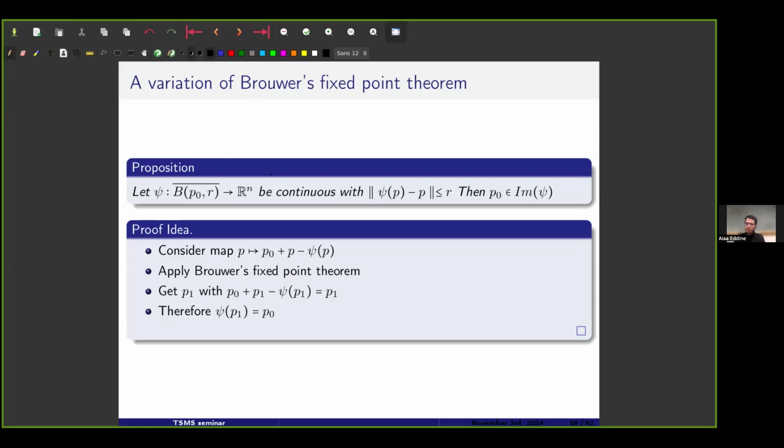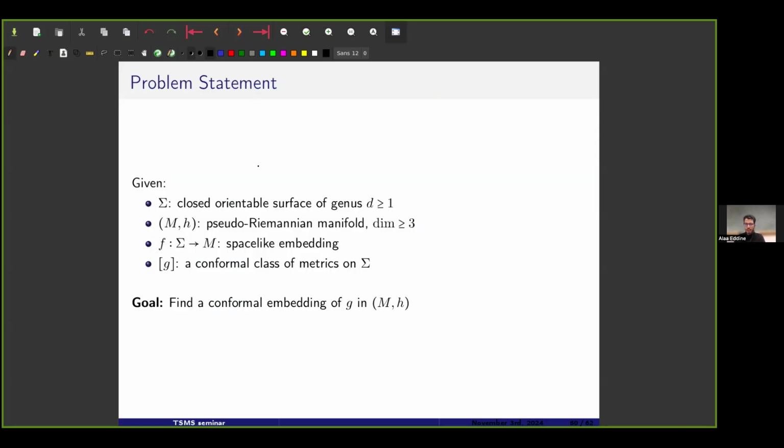So how are we going to use this to prove our theorem? Okay, so what is our problem? We have a closed orientable surface of genus D. This works even in the genus 1 case. We have a pseudo-Riemannian manifold M, and we have a spacelike embedding of sigma inside M. And we have a conformal class of metrics on sigma. And our goal is to find a conformal embedding of the metric G in M. Okay, so what are we going to do?